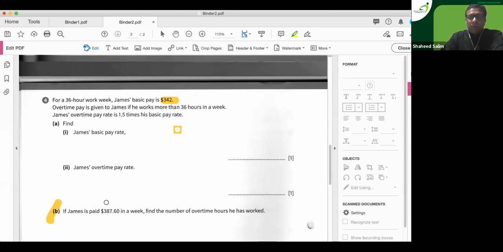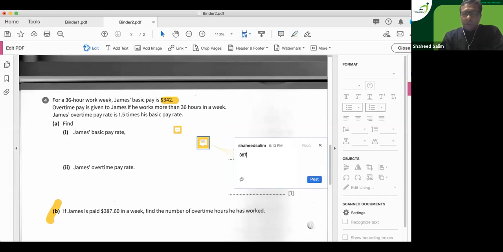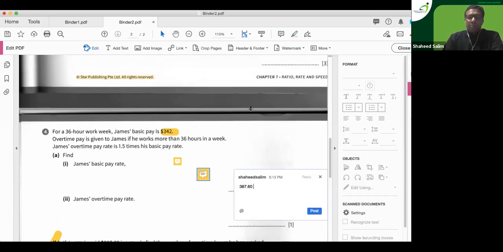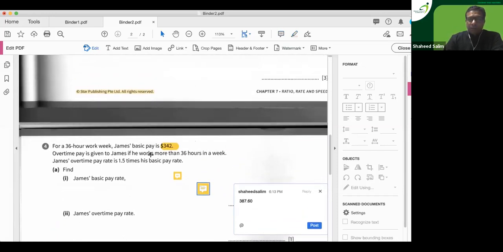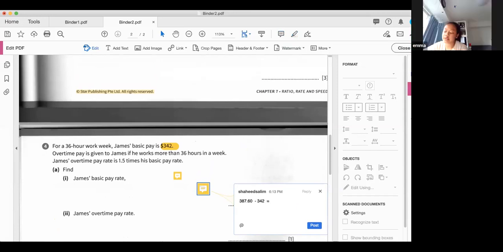So now they ask you, if they pay him 387.60 in 1 week, how much of the 387.60 is actually his basic pay? They tell you down here. How much? 342. So you minus 342, because every week you'll be paid 342. So you minus, you get how much? 45.60.